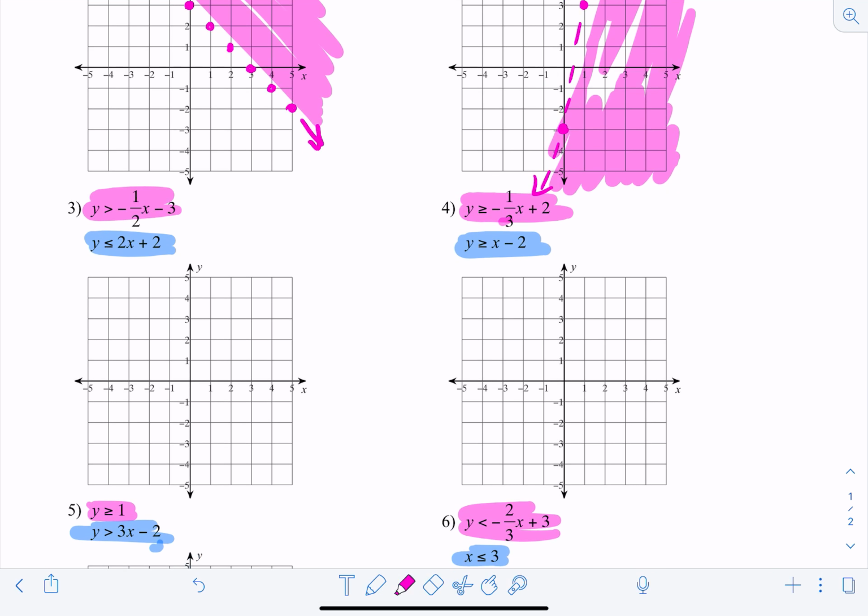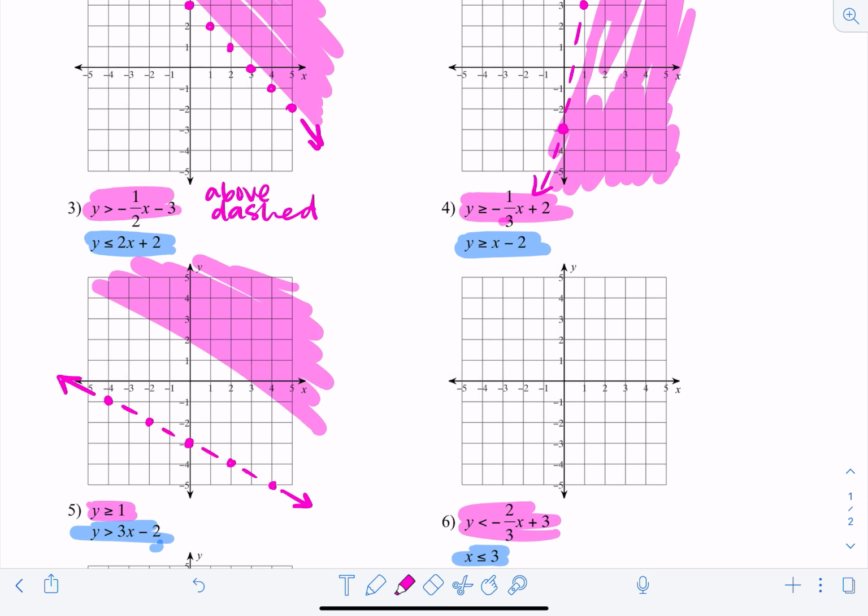Number 3 is greater than. So it's going to be above and dashed because it's greater than. I can graph it starting with a -3, and my slope is down 1 over 2. Dashed means I'm not connecting it and making it solid. And we're shading above. So this is this section.